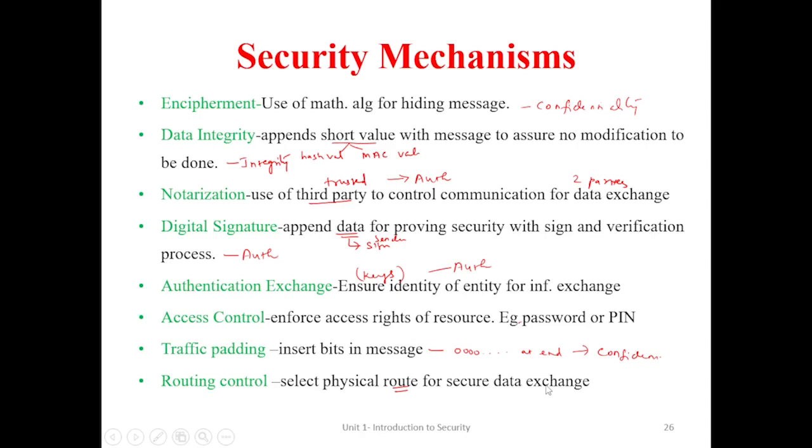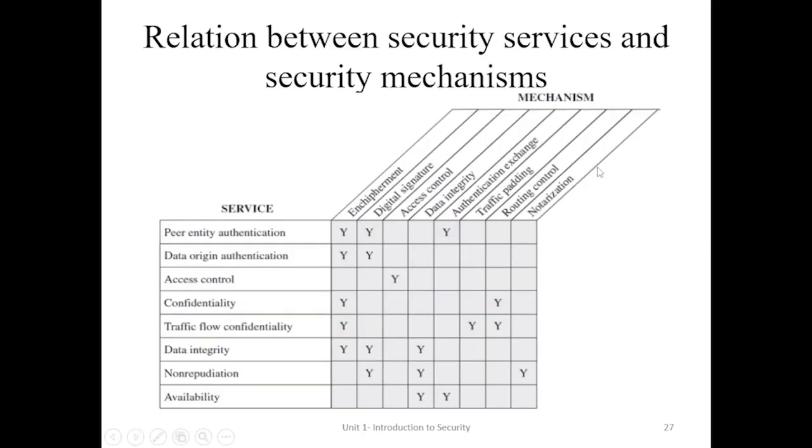So these are the different security mechanisms. Here is a relationship between the different types of services and mechanisms. Totally 6 types of services and 8 types of mechanisms are available. Each mechanism may be able to support more than one service.